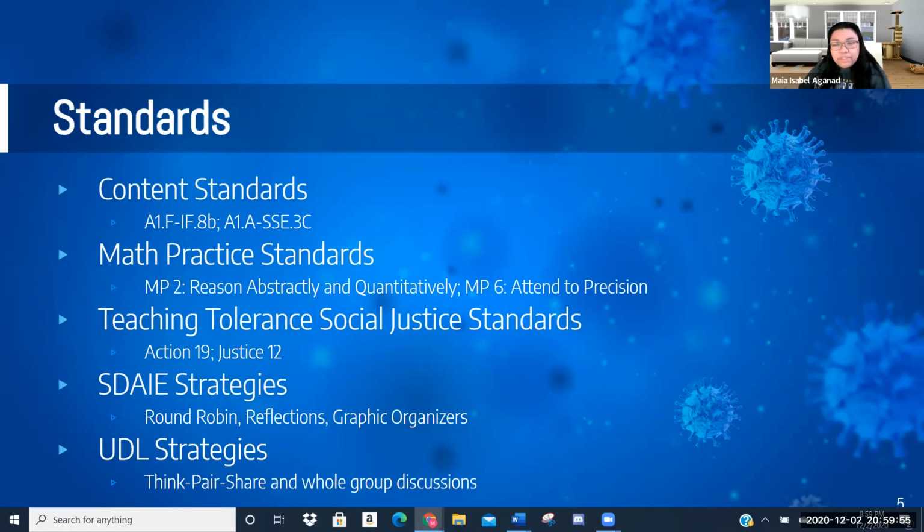Today strategies we'll be using are round robin, reflections, and graphic organizers, where students will be able to share their conclusions with each other, reflect on their own work and self-assessment, and have various solutions presented.